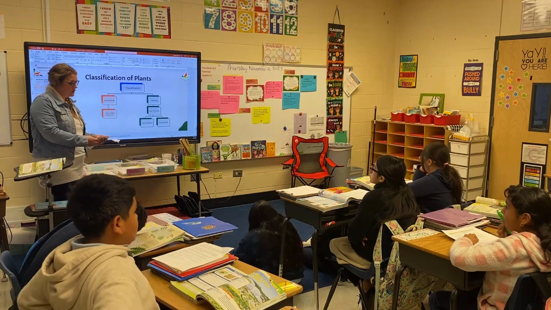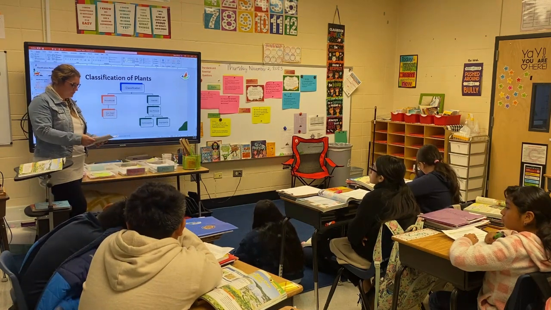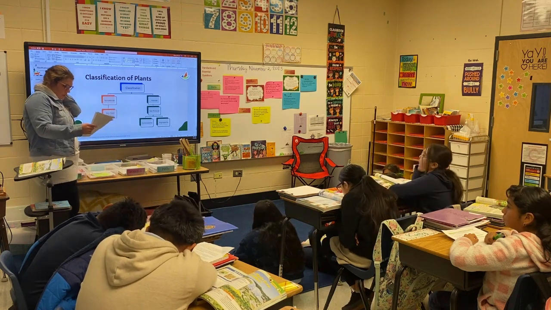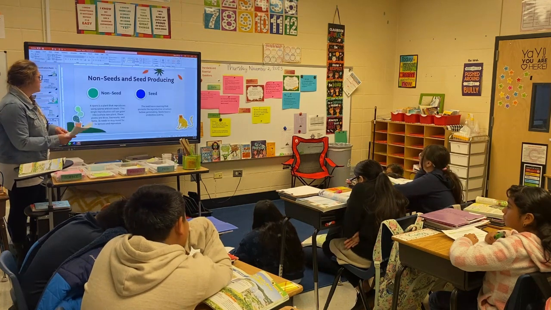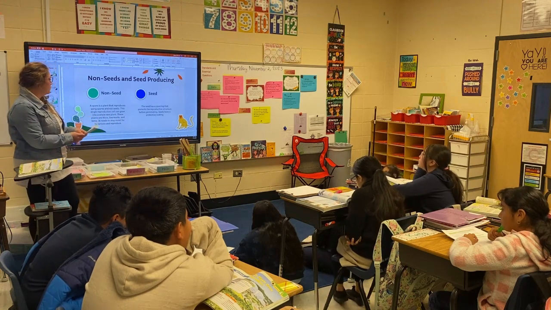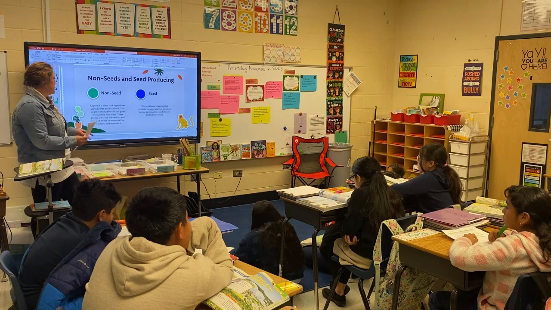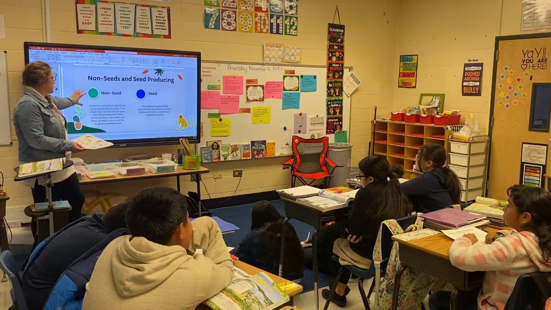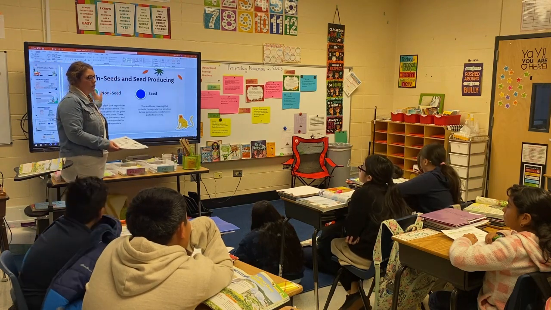Okay, so as non-seed producing plants, they reproduce using spores and not seeds. This is a single reproductive cell that grows a whole new plant. So it doesn't need anything else to grow. It grows on its own.